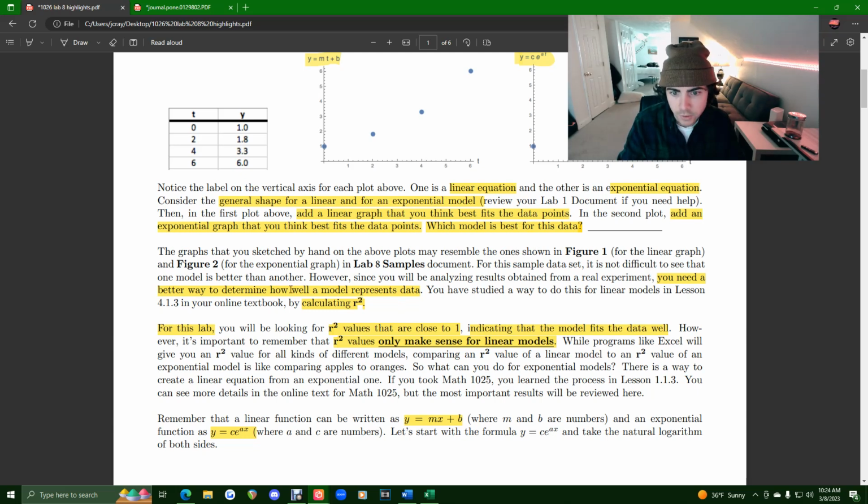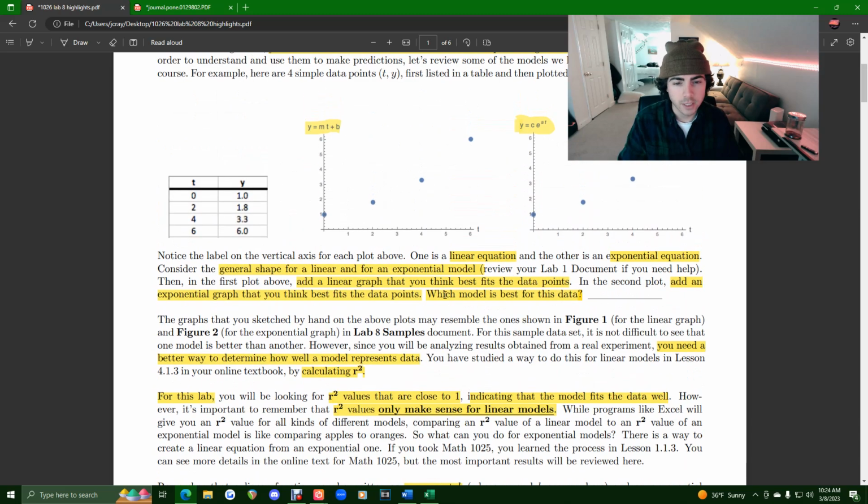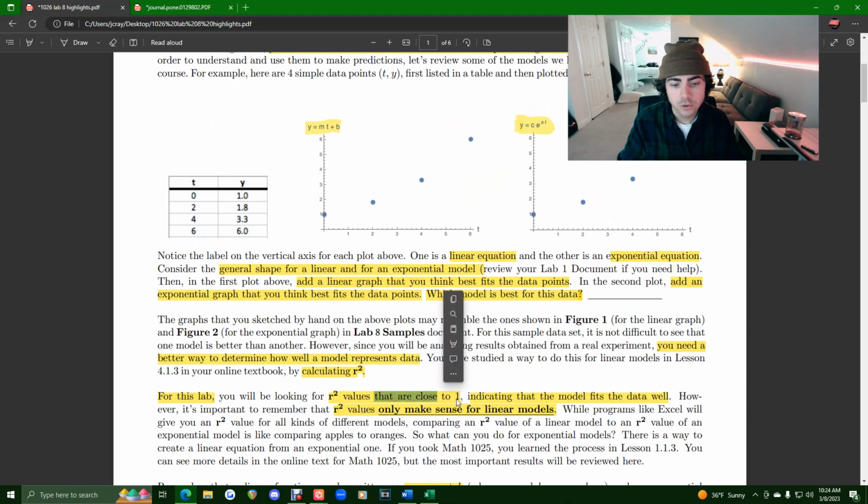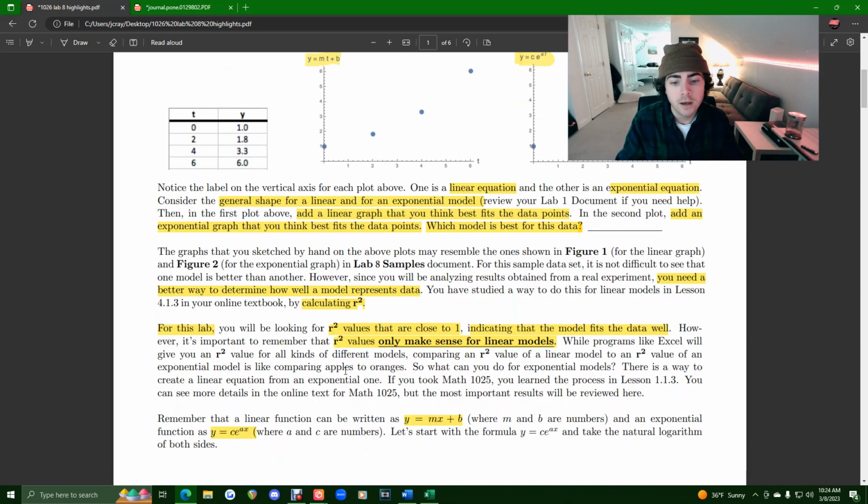Let's see. You need a better way to determine how well a model represents data by calculating something known as R squared. It deals with correlation coefficients, which is R, and then R squared. So for this lab, you'll be looking for R squared values that are close to 1, and that indicates that a model fits the data well. In other words, if you have a scatter plot of a bunch of points and you fit a line of best fit, and you calculate the R squared value of that line, if that R squared value is very close to 1, then that line is a very good fit for those points. But keep in mind, R squared values only make sense for linear models.